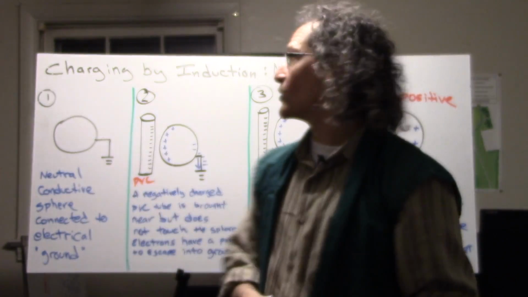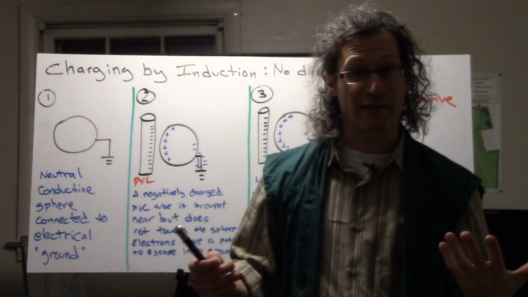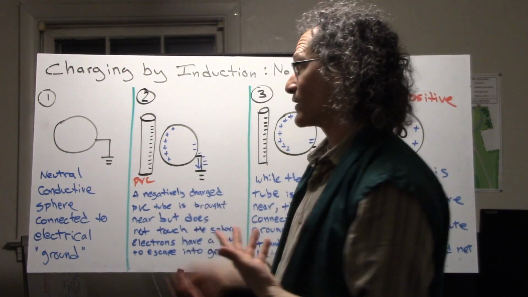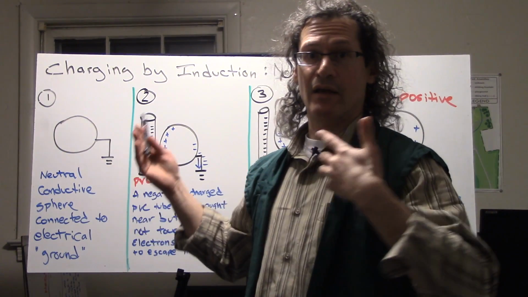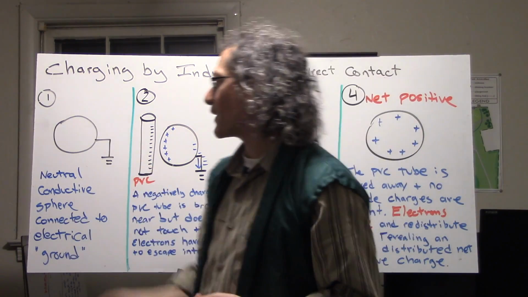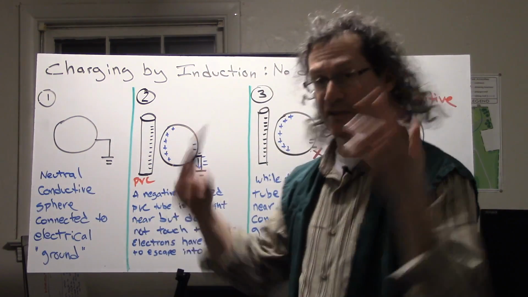Charging by induction, where there's no direct contact between the charged object and the object that's going to be charged, which is, again, a conductive sphere. So here we've got a neutral conductive sphere connected to electrical ground.